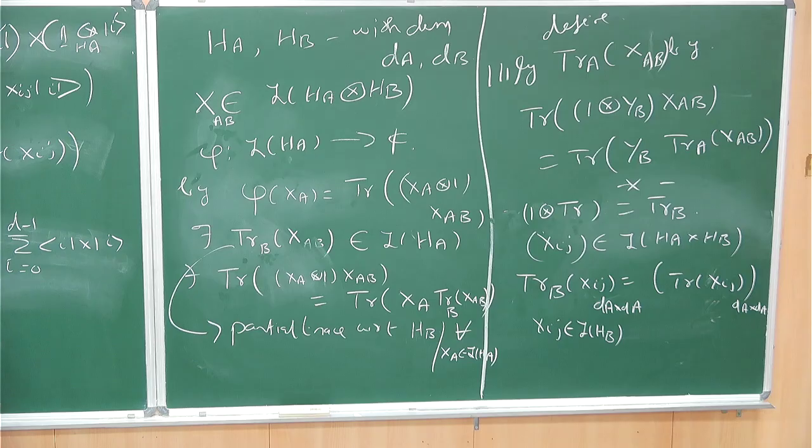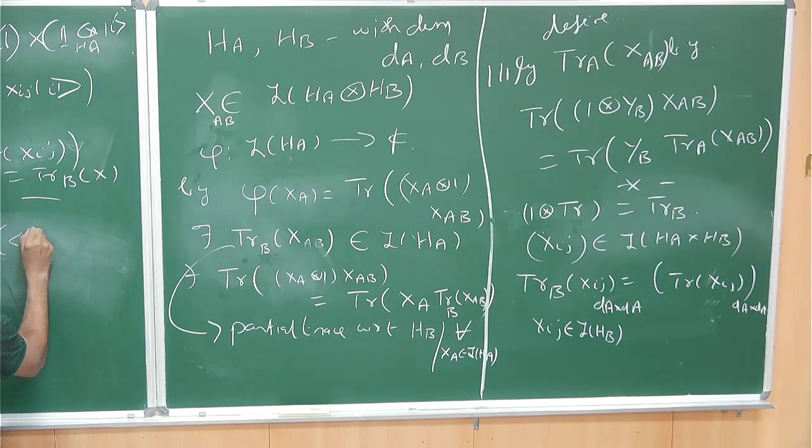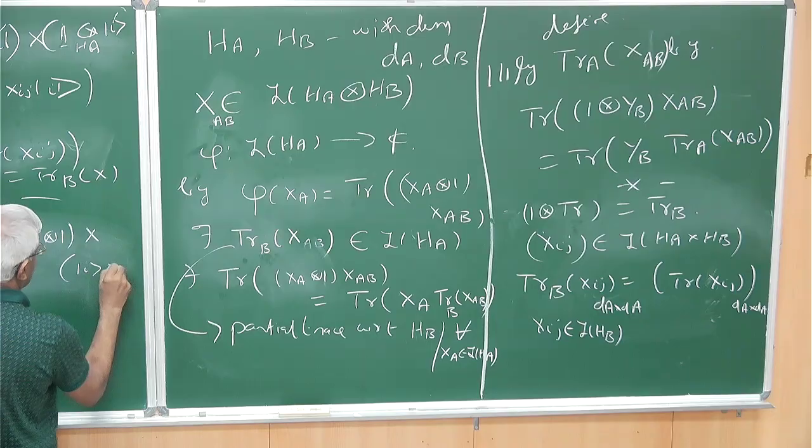Similarly, if I want to compute the trace of this, this is trace B. Similarly, if I want to consider trace over A with respect to A, I have to compute this: summation over I prime, I tensor 1, times X, times I tensor 1.